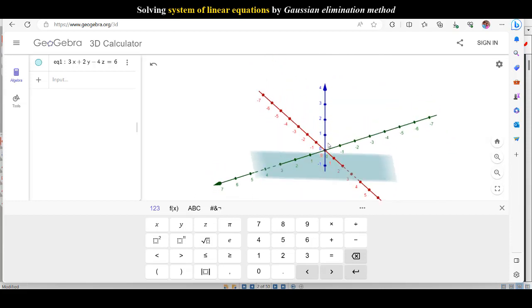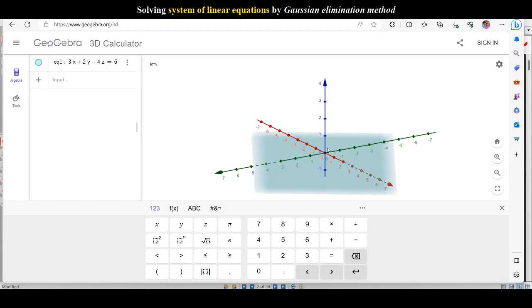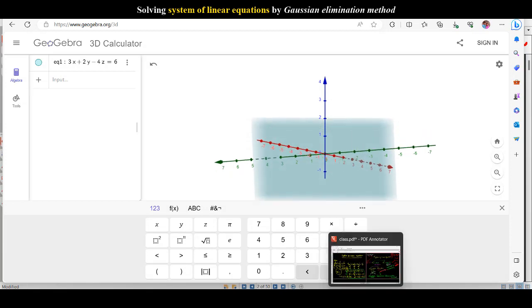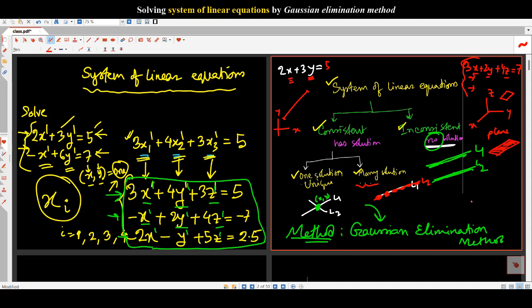So this time solutions can be possible if you have, let's say, 3 equations, and this time this is not in 2 dimensions, this is in 3 dimensions. So there will be 3 equations, there will be 3 planes. If the planes are parallel, that means there is no intersection, so there is no solution. So the system will be inconsistent.